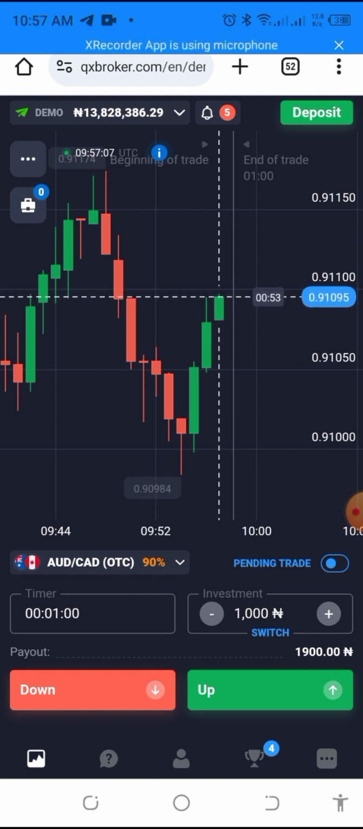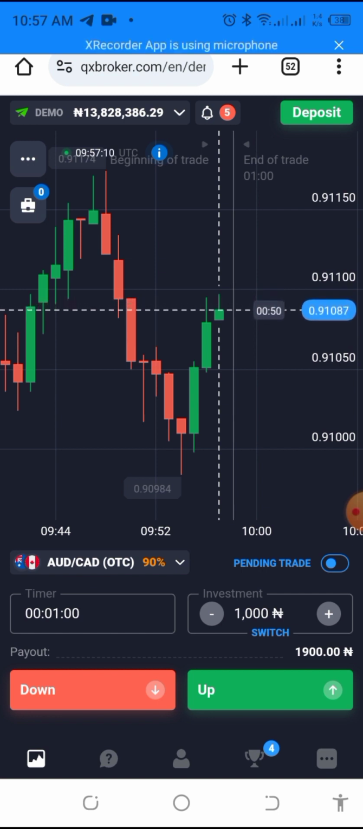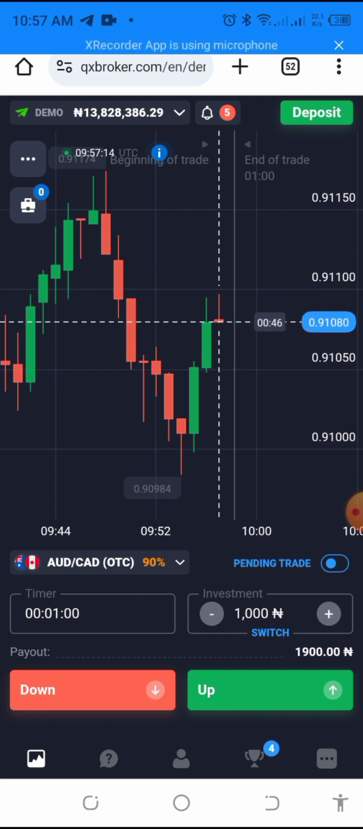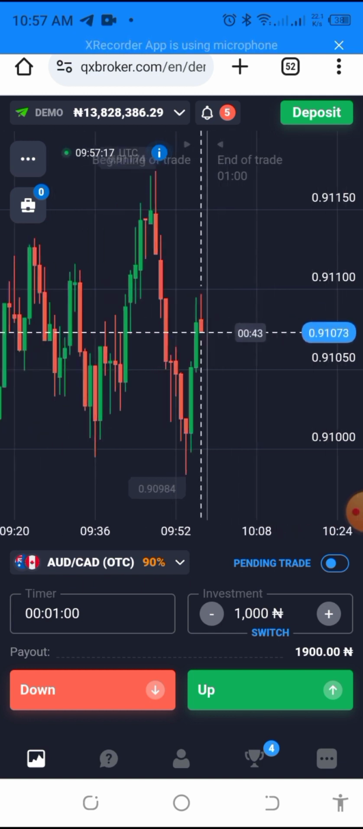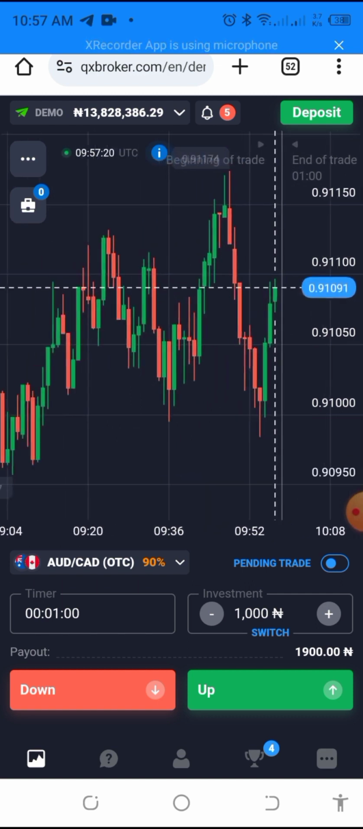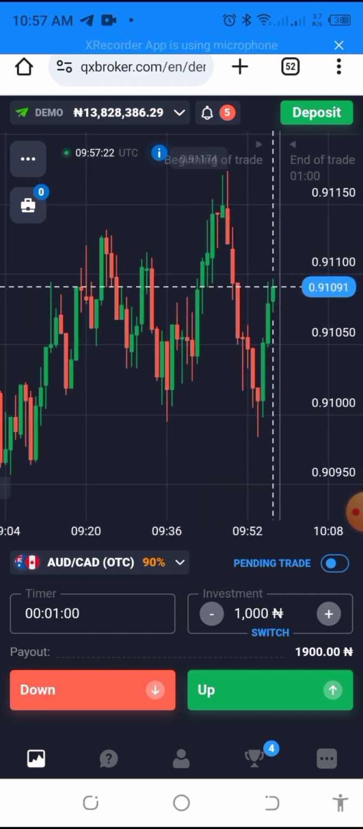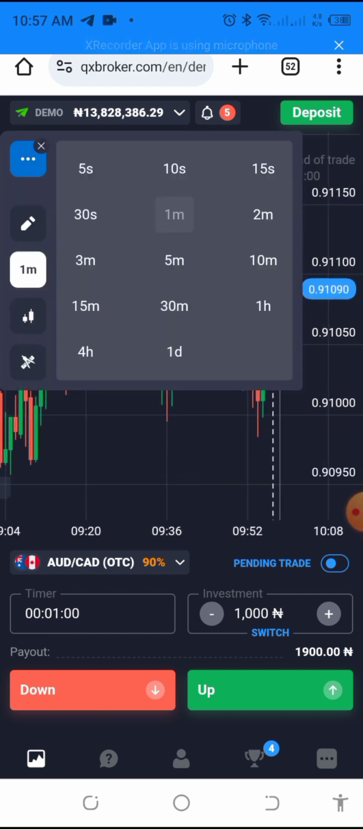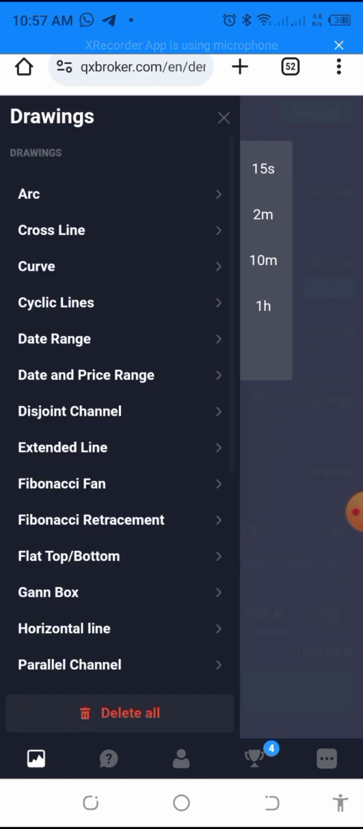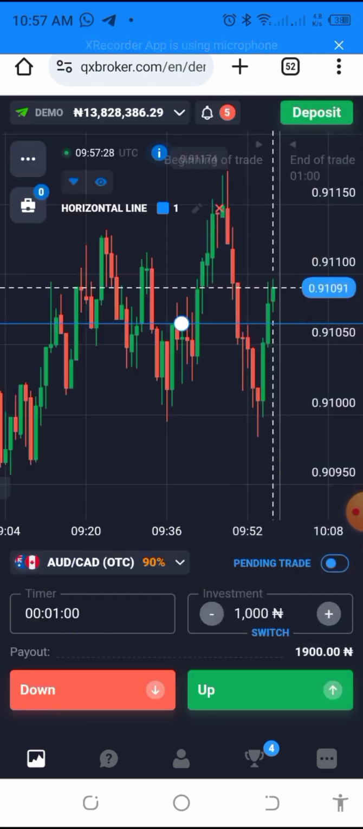So let me just draw a little support and resistance here for those who might not have a full idea. We're going to be using 1 minute. 1 minute tends to work better for me.